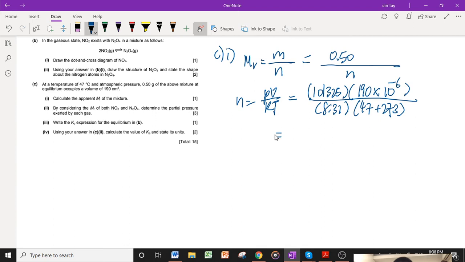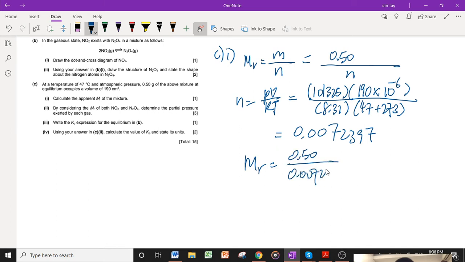So let me type this value into my calculator. That will give you a value of 0.00732397, leaving things to 5 significant figures. So MR would thus be 0.50 divided by this value. And what you get is 69.1. Okay, so by considering the MR of both NO2 and N2O4, determine the partial pressure exerted by each gas.